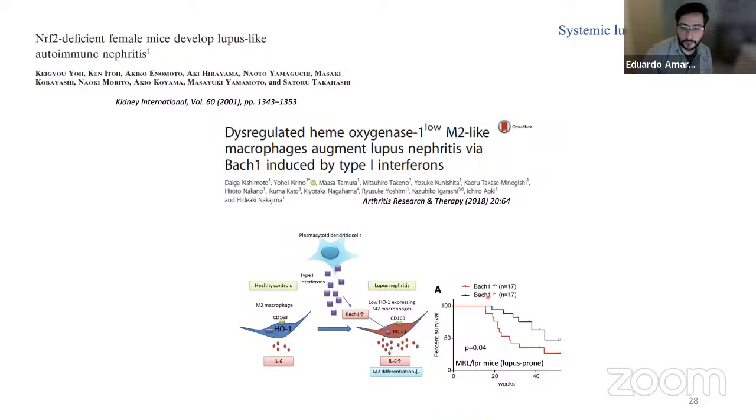So later on, this group, including this guy, who is my collaborator, looked at BACH1. So BACH1 is known as an NRF2 suppressor. So basically, when they depleted BACH1 in MRL/lpr mice, their lupus-prone model, they saw that these animals are more resistant to lupus compared to the wild type mice, suggesting that the hyperactivation of NRF2 is important for controlling lupus.